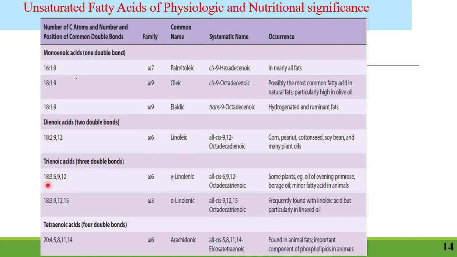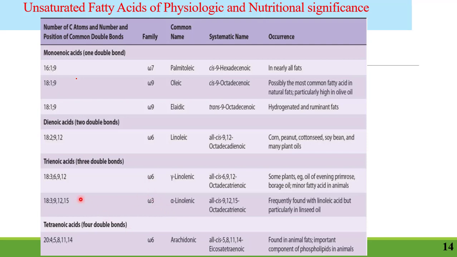Here 18:3Δ6,9,12. 18 is the number of carbons, 3 is the number of double bonds, and 6, 9 and 12 are the positions of the double bonds, and 18 minus 12 gives us the omega-6 family. And 18:3Δ9,12,15: 18 minus 15 gives us omega-3, which is linolenic acid.